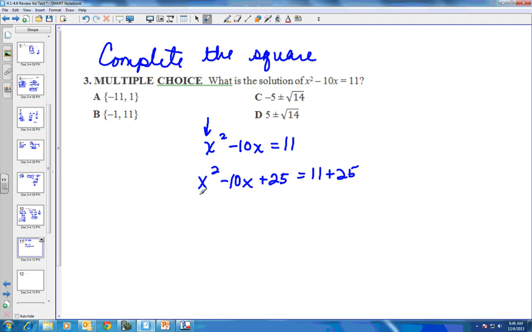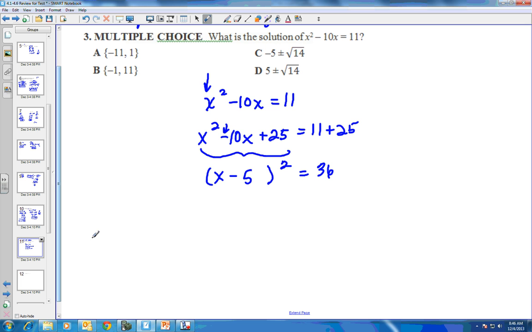Now that I've done this, this is now a perfect square trinomial. So I need to rewrite it as something squared. So it's going to be x, always this sign, and then what's the number that we squared? 5. Equals 36. Now I'm going to solve by taking the square root of both sides.